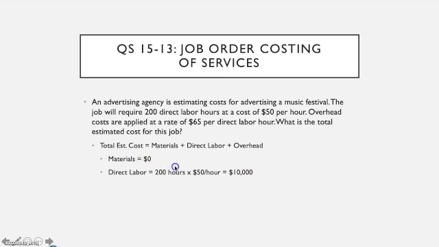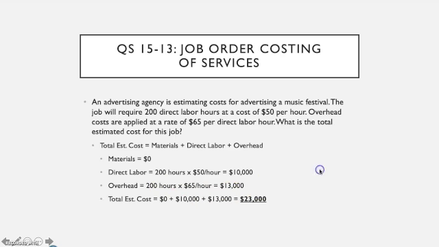The next calculation is direct labor costs, and that is going to be calculated by multiplying 200 direct labor hours, which is the activity driver in this case, multiplied by the rate of $50 per direct labor hour. So that is going to give us $10,000 of direct labor costs. Very similar, to calculate the allocated overhead, we're going to multiply the activity driver of 200 hours by the $65 per direct labor hour rate. And 200 times 65 is going to give us 13,000.